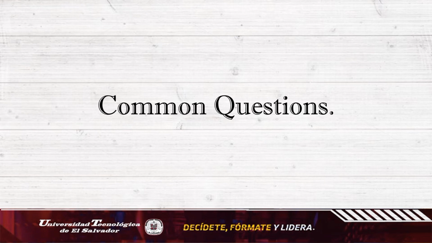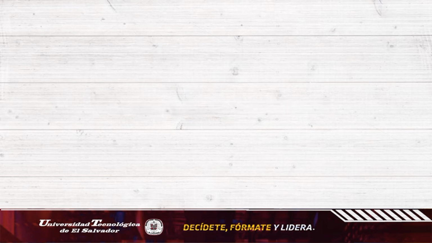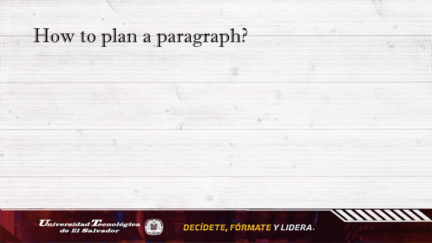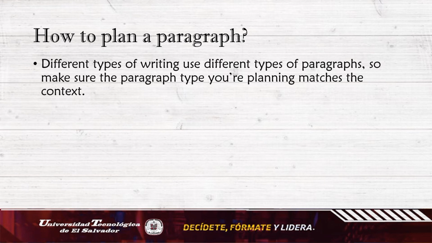Below we explain the different steps of how to write a paragraph, from the paragraph introduction all the way to the conclusion. How to plan a paragraph. Before you begin writing a paragraph, look at how the paragraph fits into the writing as a whole. As mentioned above, different types of writing use different types of paragraphs, so make sure the paragraph type you're planning matches the context. Ideally, you'll already have an outline for whatever you're writing, which will tell you what the paragraph is about and what to include.